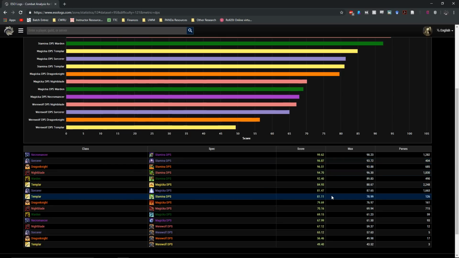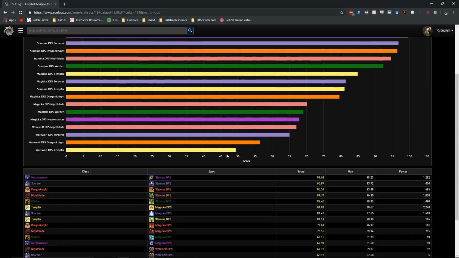For example, Stamina Templars are performing on average at 81.11 when you normalize the scores compared to the average. So they're about 19% less effective than whatever 100% is. Stamina Necromancers are doing just under 40%, 0.4% less than the 100% normalized score.